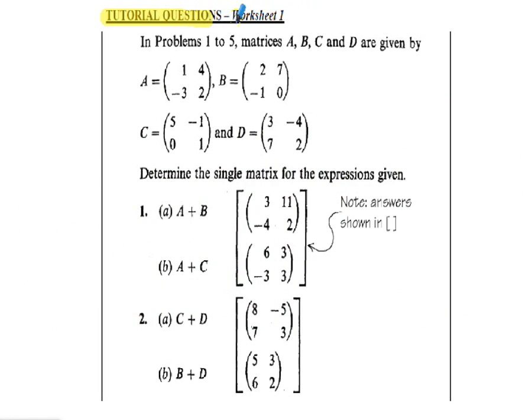Tutorial questions on worksheet 1. Matrices A, B, C and D are given, shown here, they're all 2 by 2 matrices. We're asked to determine a single matrix for each of the expressions. So question 1, part A, we're asked to add matrix A to matrix B. Part B, add matrix A to matrix C. In question 2, part A, we're asked to add matrix C to D, and 2B, add matrix B to D. The answers are shown in the square brackets here. I would encourage you to stop the presentation and attempt problems 1 and 2 as shown here.